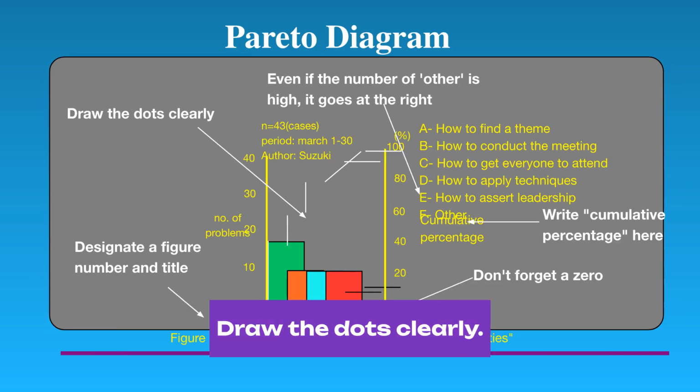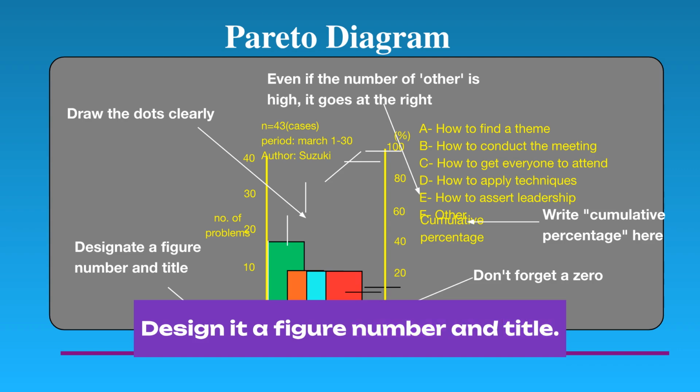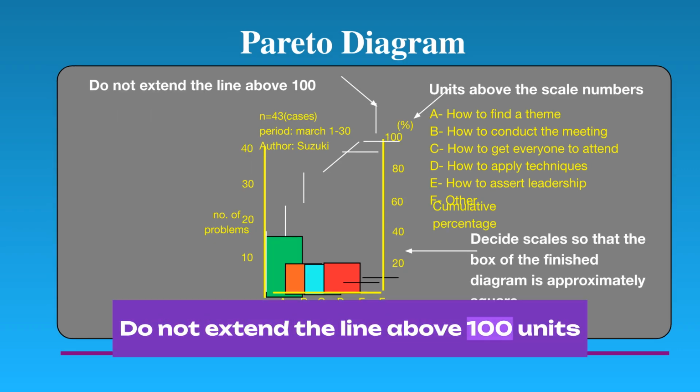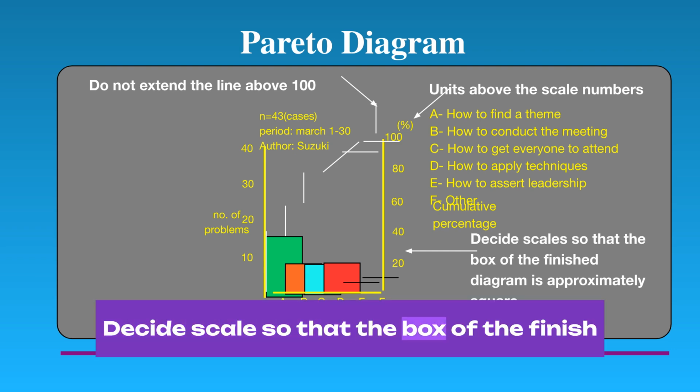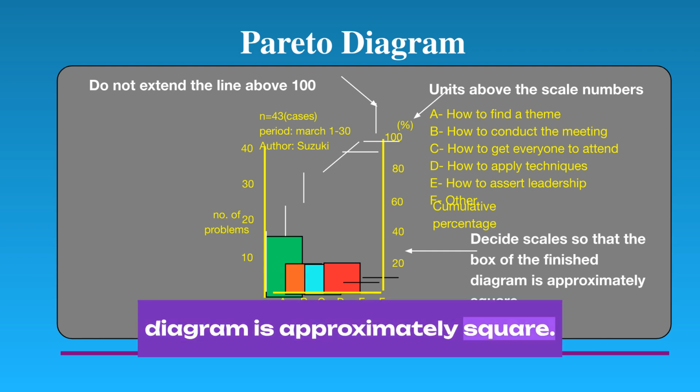Draw the dots clearly. Designate a figure number and title. Do not extend the line above 100 units above the scale numbers. Decide scales so that the box of the finished diagram is approximately square.